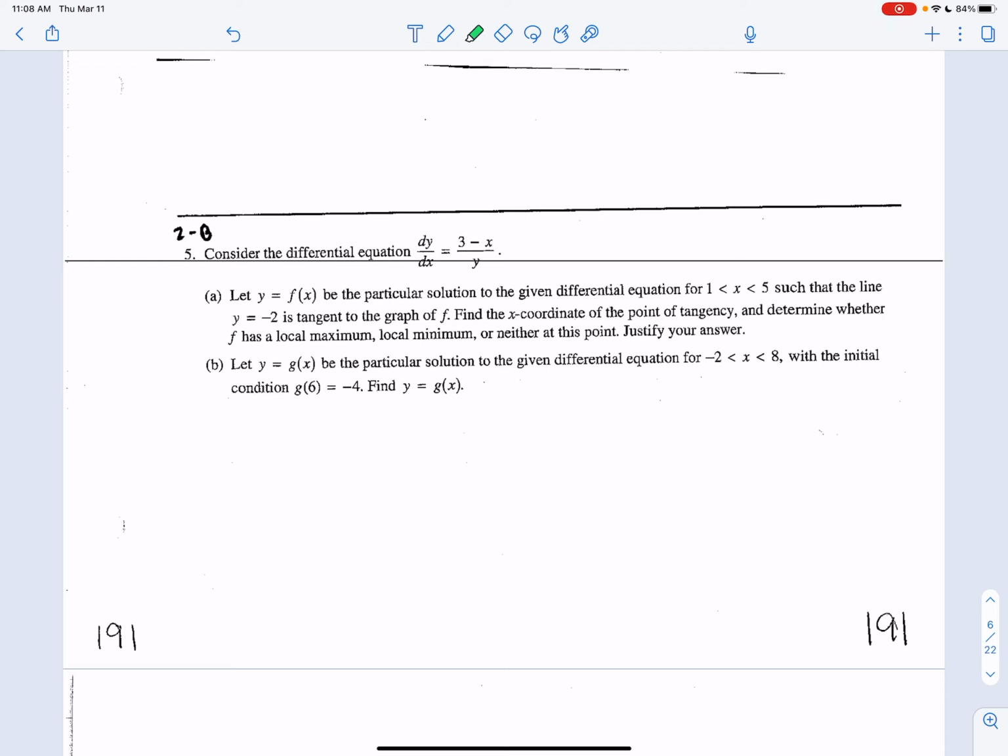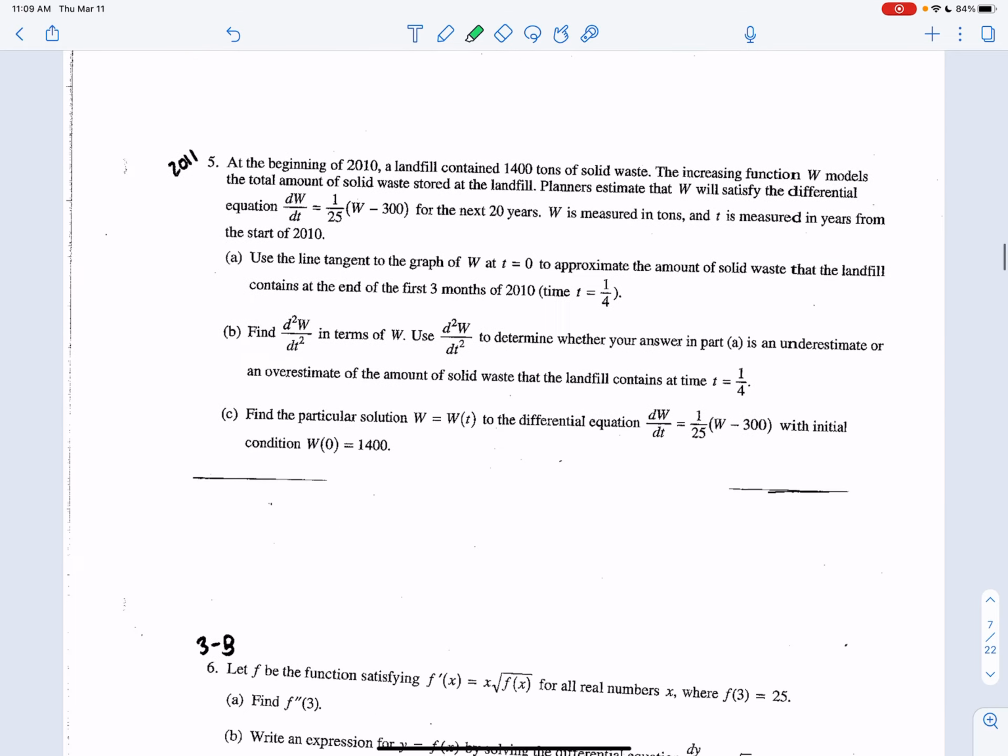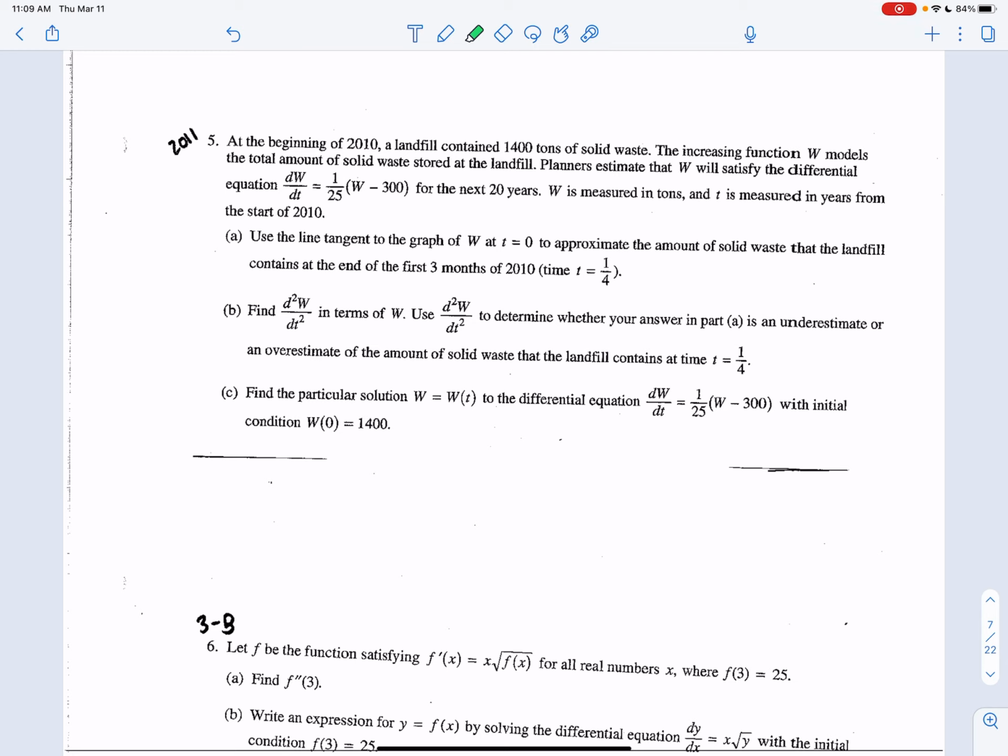2002, both of them say let f of x be the particular solution, so we're not going to highlight those, okay? Because they're not asking us to find it. 2011, find the particular solution W, okay? Different, but not really.